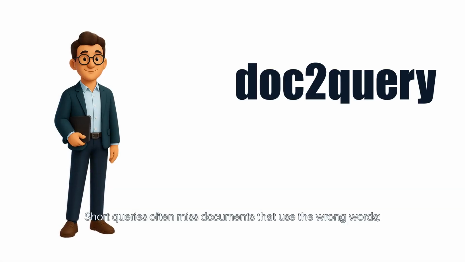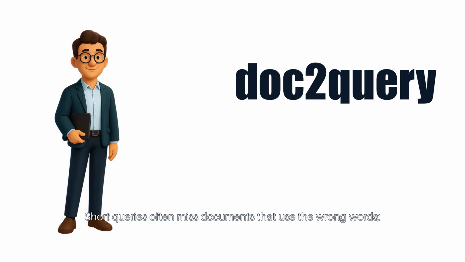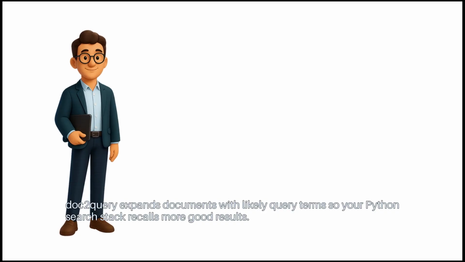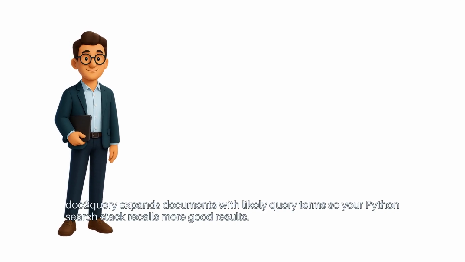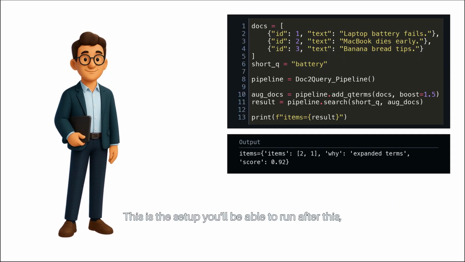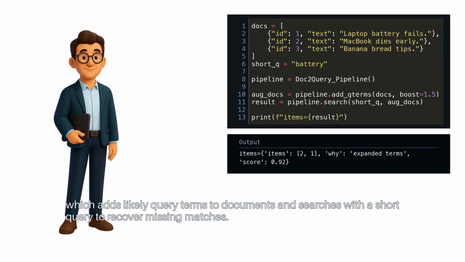Short queries often miss documents that use the wrong words. doc2query expands documents with likely query terms, so your Python search stack recalls more good results. This is the setup you'll be able to run after this, which adds likely query terms to documents and searches with a short query to recover missing matches.